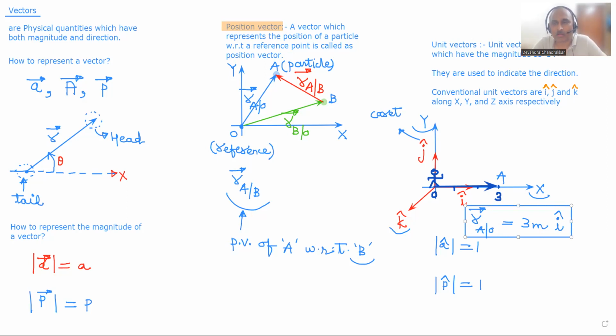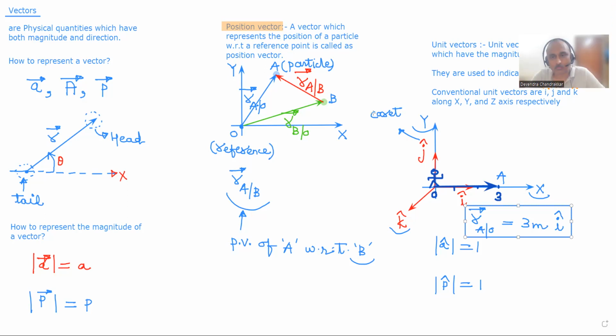Sir, I had a doubt. Yes, ask. Sir, is there any SI unit of any vector in any axis? Like you have written 3 meter I cap. In this case, the physical quantity is position, right? Position is measured in terms of length only. Position is length only, na? So it is meter that represents the length. So SI unit of this particular vector is what? 3 meter. Meter. That's it.